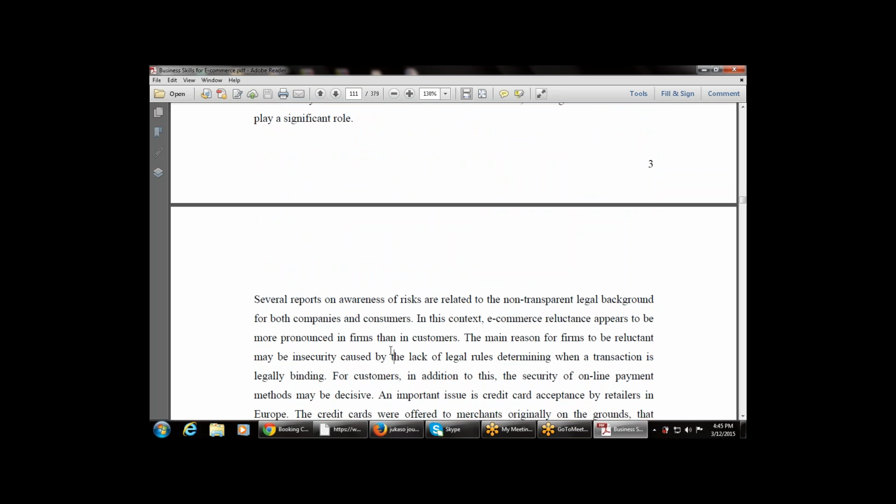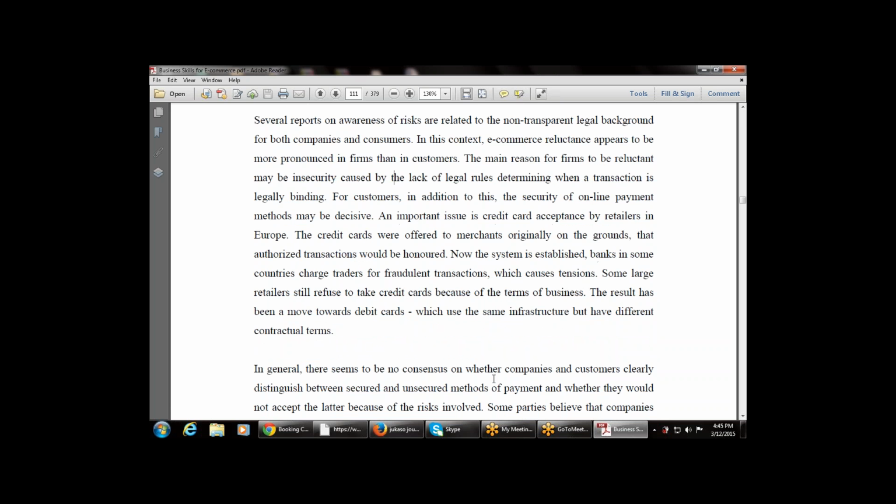The main reason for firms to be reluctant may be insecurity, caused by the lack of legal rules determining what is legally binding. That is, there are fewer legal rules available for the e-payment system. Most of the frauds involve credit cards, because people share their information over the internet by giving the credit card number and name. That number can be hacked by a hacker over the network.